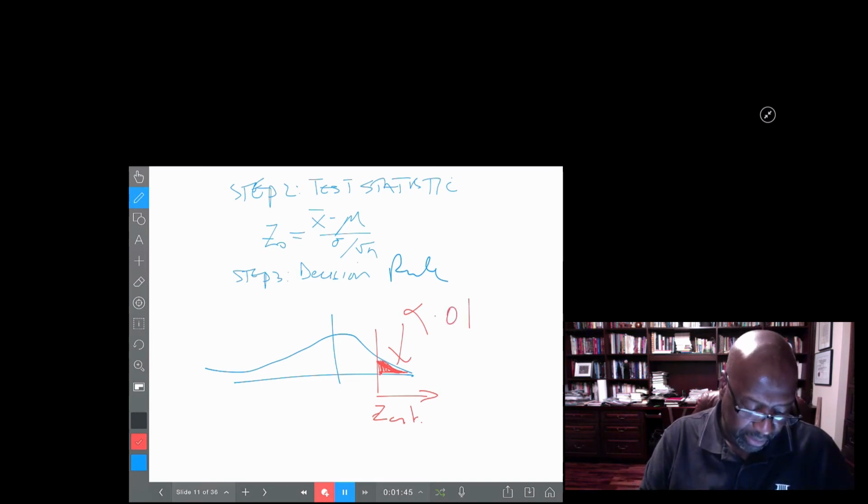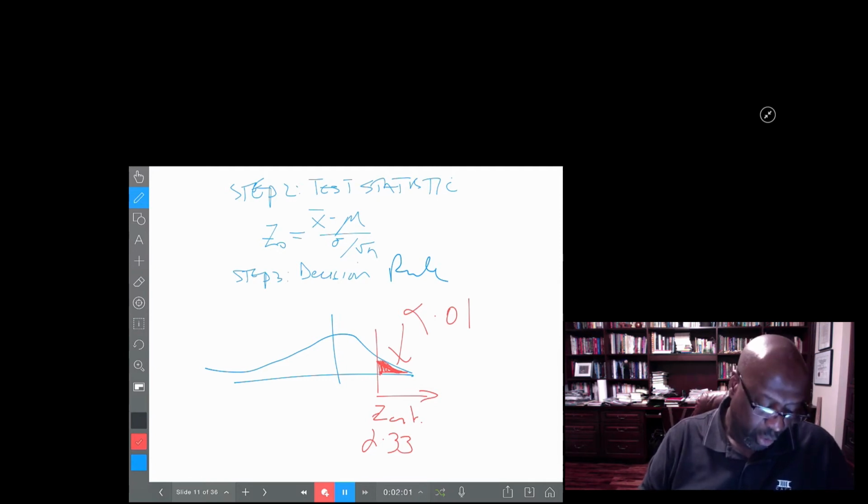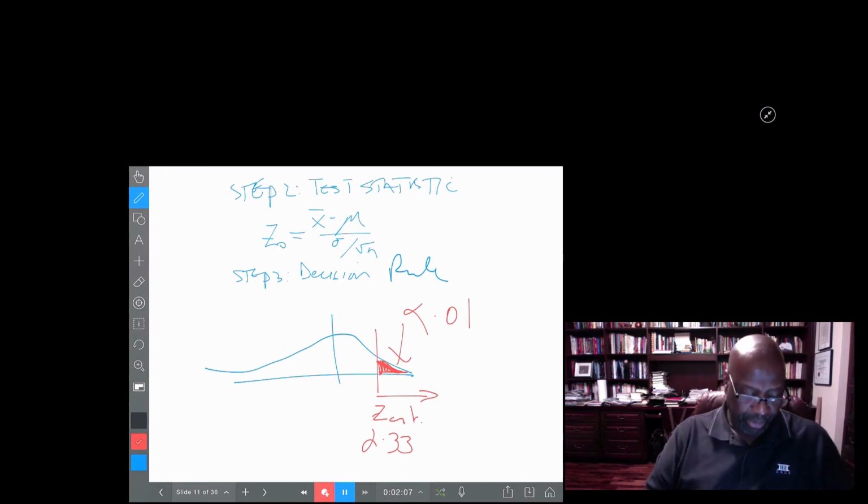So in this case, the value of alpha is 0.01. I could tell you from the top of my head because I know it, that it is 2.33. All you need to do is to look up the 0.01 in the table and you will get 2.33. Or you could look up 0.99 in the table and get 2.33. Okay, but it's on the positive side.